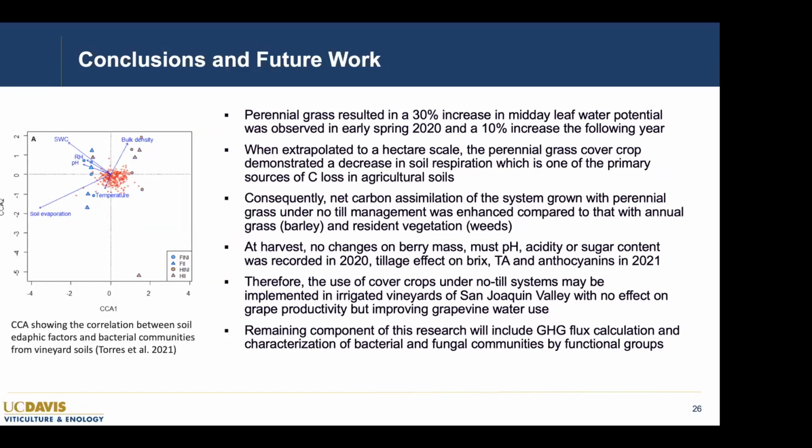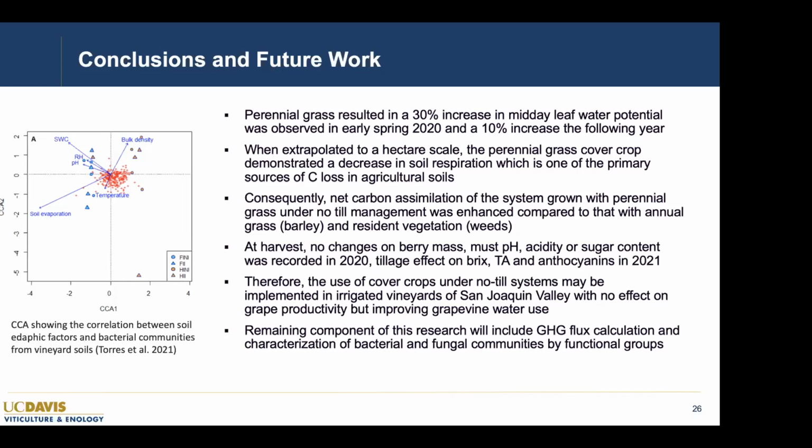So in conclusion, we saw that the perennial grass we looked at resulted in a 30% increase in midday leaf water potential. And we saw that in early spring of 2020, but only a 10% increase the following year. However, when we extrapolated values to a hectare scale, we saw that the perennial grass cover crop demonstrated a decrease in soil respiration, which is one of the primary sources of carbon loss in agricultural soils. So consequently, the net carbon assimilation of the system with perennial grass under no-till was enhanced compared to that with the barley or the natural vegetation.